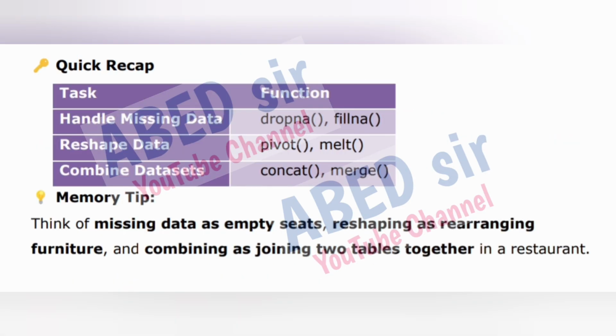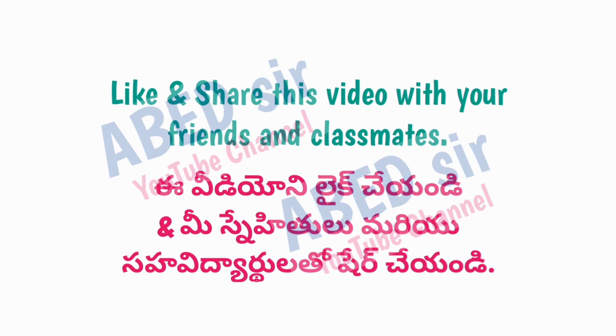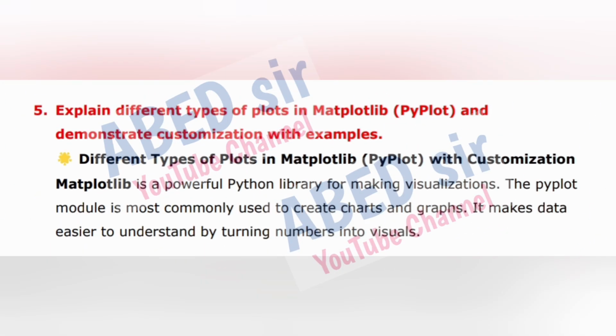Quick recap. Task and function: handle missing data with dropna, fillna. Reshape data with pivot, melt. Combine datasets with concat, merge. Memory tip: think of missing data as empty seats, reshaping as rearranging furniture, and combining as joining two tables together in a restaurant.